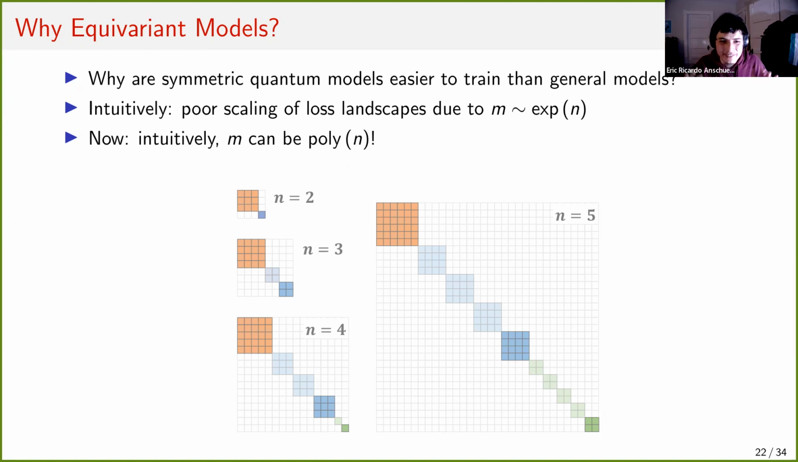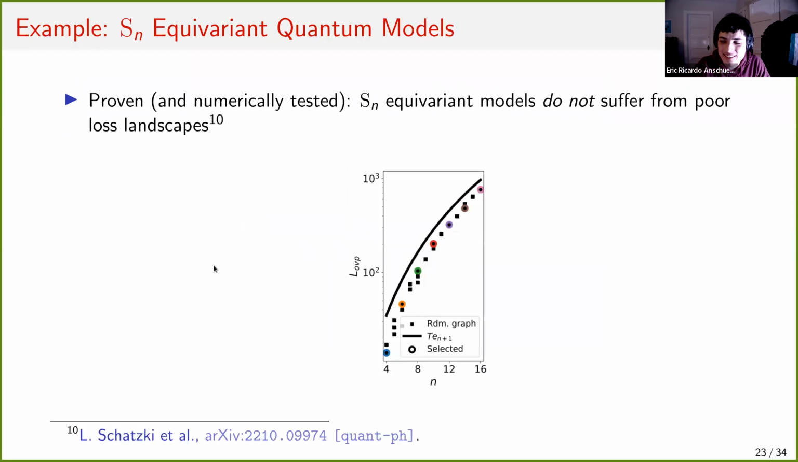But they actually prove stuff. You know, I'm just giving hand-wavy reasons, but they actually prove that in certain situations, this does lead to trainable QML models. So this paper by people over at Los Alamos, they looked at, again, models symmetric under the symmetric group, so permutations. And they showed that indeed the degrees of freedom parameter for these models scales as n cubed.